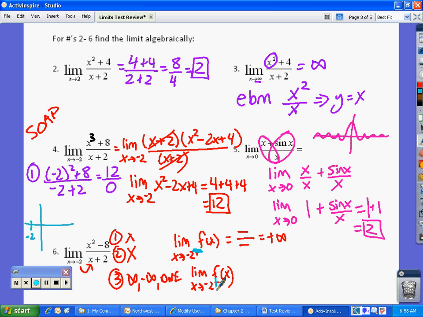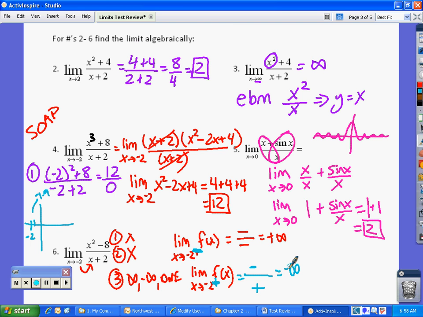Negative 2 from the right would be like plugging in a number like negative 1.9. So let's plug in negative 1.9 and see what we get there. If I take negative 1.9 and I square it, I'm going to get a positive number, and that number will be less than 4, because 2 squared would be 4, and negative 2 squared would be 4, but our number is going to be less than that. So 4 minus 8 is still going to give us a negative in that numerator. All right, let's plug negative 1.9 into the bottom. Negative 1.9 plus 2 is positive, because the negative number is less than the positive number, which will give us negative infinity.